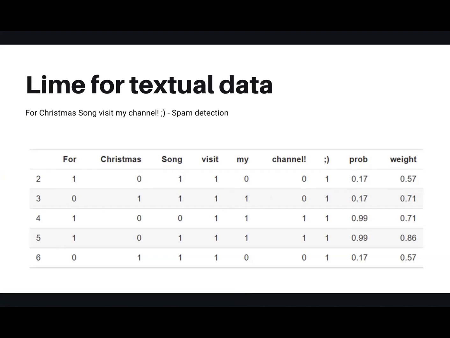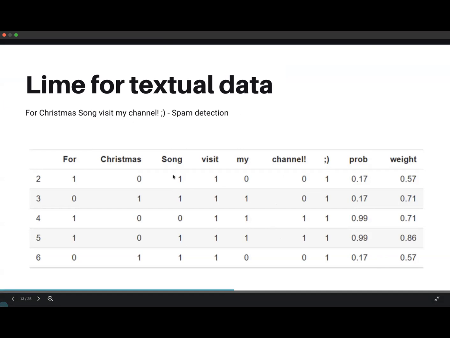And then using this, we train a simple linear model on exactly these ones and zeros, right? Linear models are very good when it comes to numbers, but they're not good when it comes to text data. So this is why we have to make this conversion back and forth between text and numbers and Boolean representations of the text. This is the only difference that is needed to apply LIME for textual data.